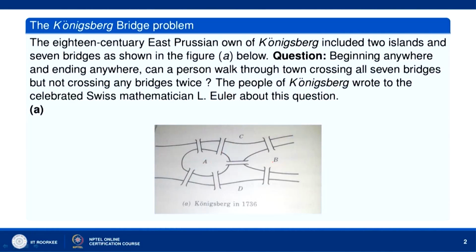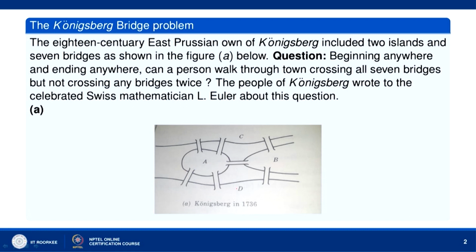The 18th century East Prussian town of Königsberg included two islands, island A and island B, and 7 bridges shown here in this figure: 1, 2, 3, 4, 5, 6, 7. So, there are 7 bridges, and C and D are the river banks. This is the river. In the river there are two islands A and B, there are 7 bridges, and the river banks are C and D.